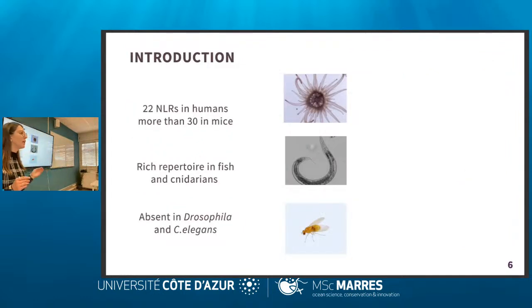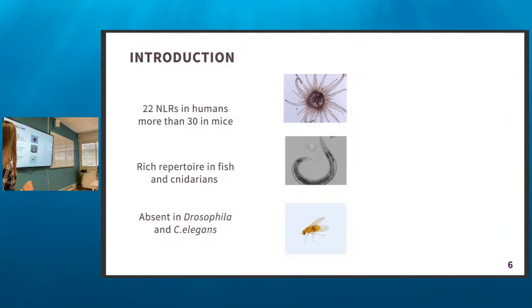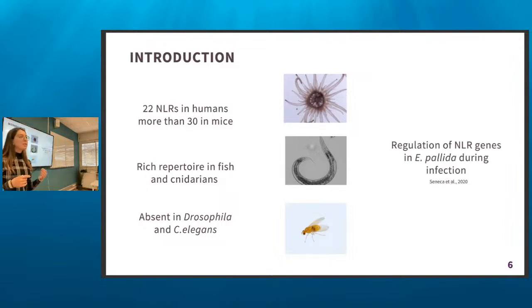There are 22 NLRs in humans that are known, but only 10 are well studied, whereas in mice, more than 30 are present. In fish and early divergent metazoans, such as cnidarians, NLRs are very rich and diverse, whereas in the two main models that are used to study innate immunity, the fruit fly Drosophila and the roundworm C. elegans, these receptors are absent. A previous study at the Centre Scientifique de Monaco has shown that Exaiptasia pallida has a rich repertoire of NLRs and that these genes are regulated during infection.